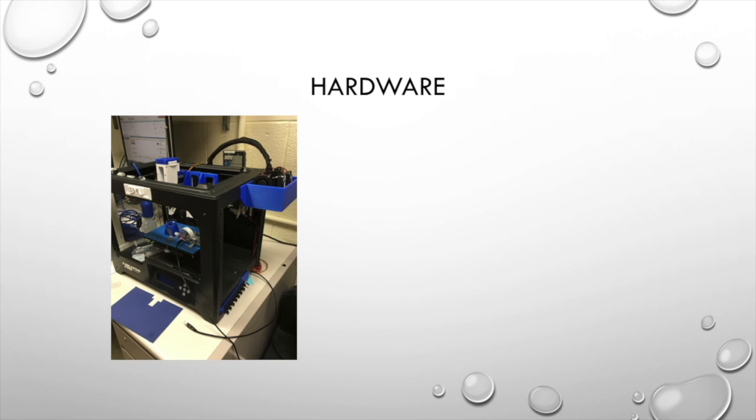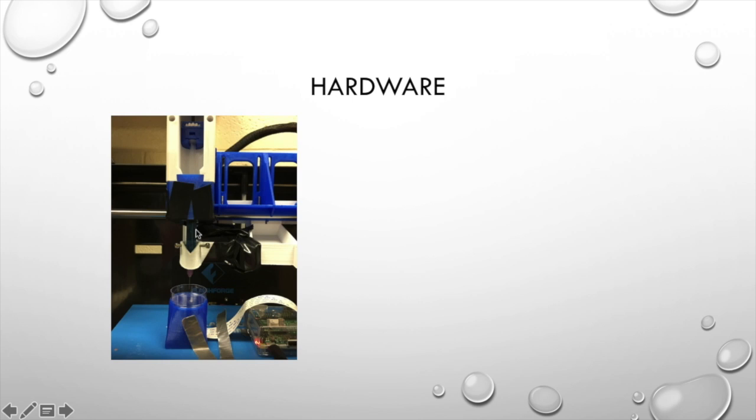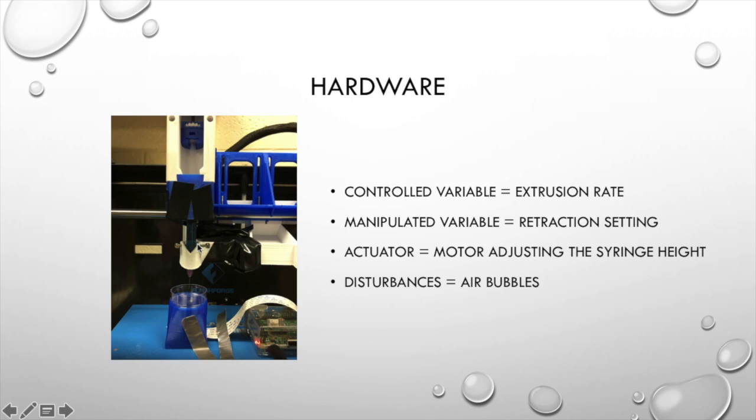So here we have the 3D bioprinter available to us, and we're just going to zoom in on this point right here. And so we see the syringe filled with Bioink and a gear that will push the syringe down, and we hope to also modify it so that it can pull the syringe up and retract the Bioink so it doesn't drip. The controlled variable in this process is the extrusion rate, the manipulated variable is the retraction setting, the actuator is a motor adjusting the syringe height, and the disturbances in this system are air bubbles.